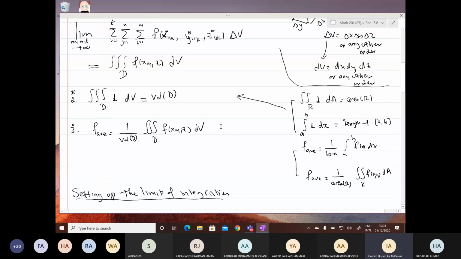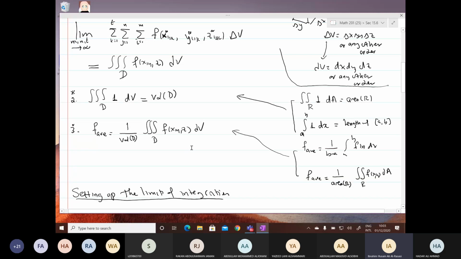Okay. Then we have the second formula, the average value: 1 over the volume of D, times the triple integral of f over D, which is also a generalization of those in double integrals and in Math 102.